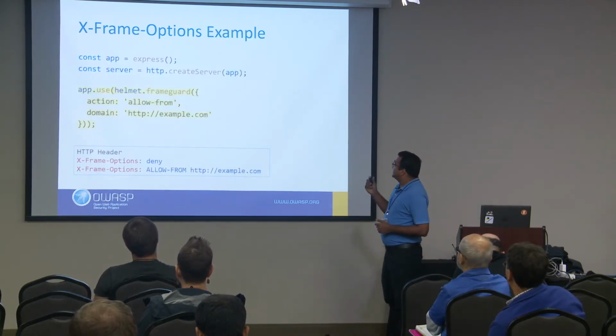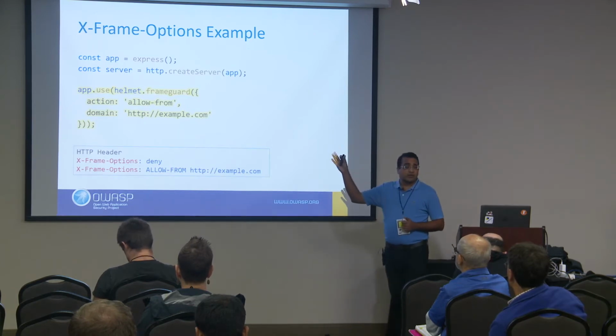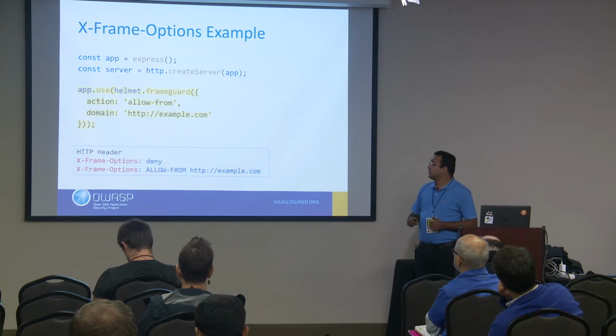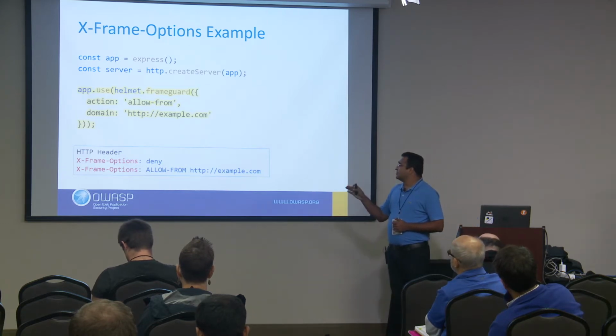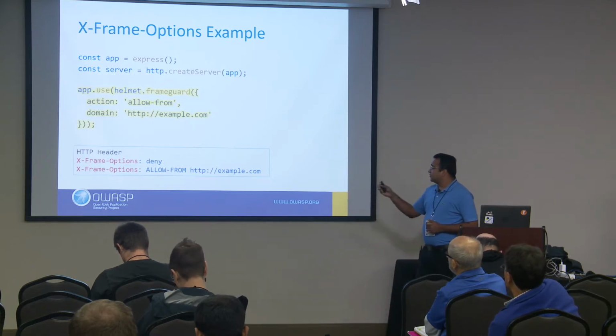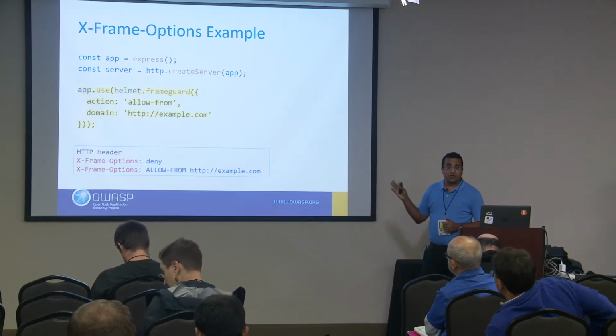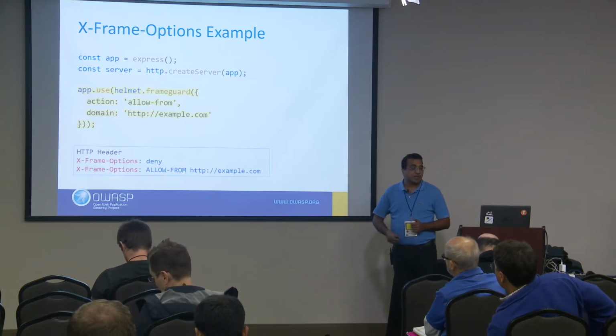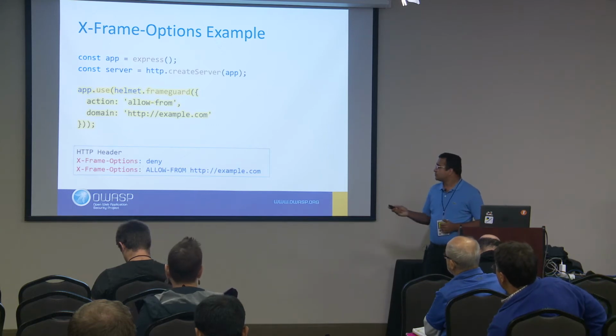So to use that, it's simple. Again, use the frameguard middleware. Here, if you look at the example, I'm explicitly allowing my application to be embedded as part of example.com. If you look at the bottom of the slide, there are two versions of that header I'm showing. One is where it's deny. The second one is much closer to what my example is up in the code.